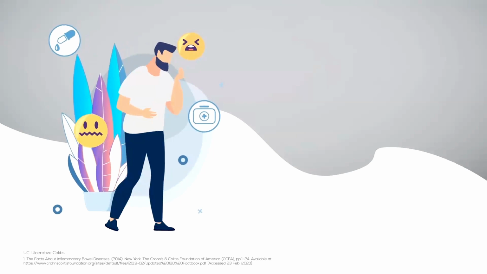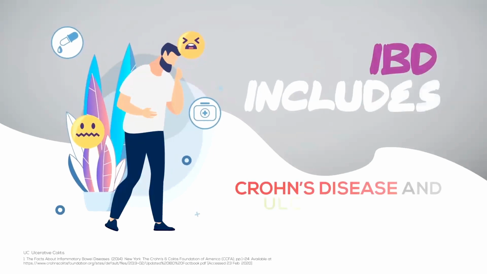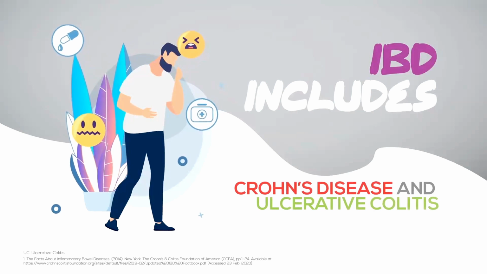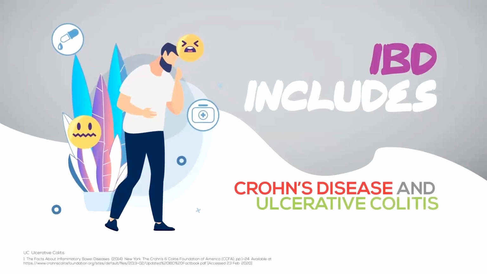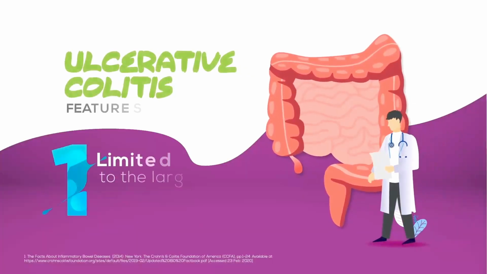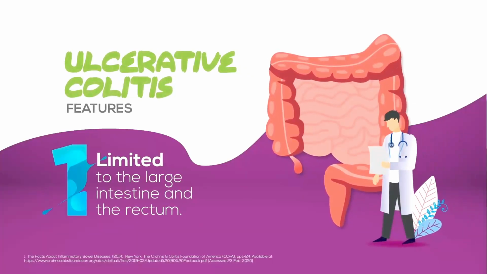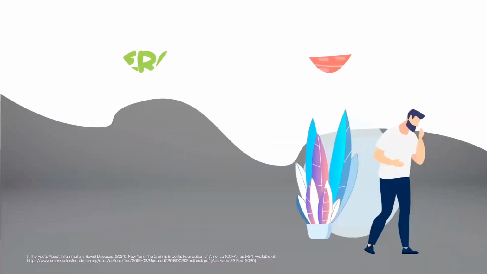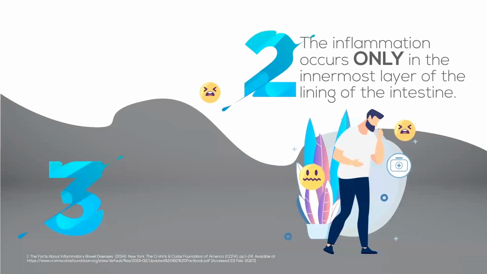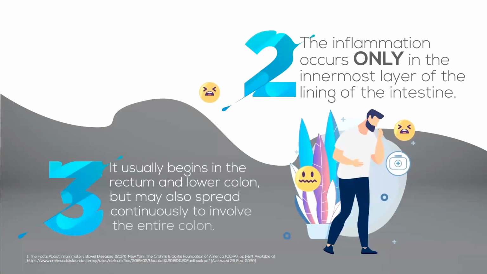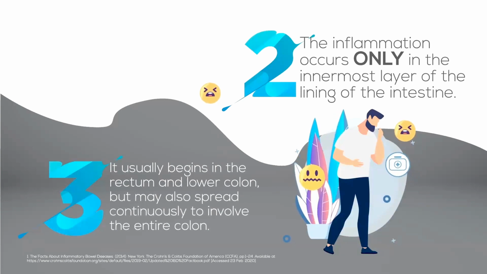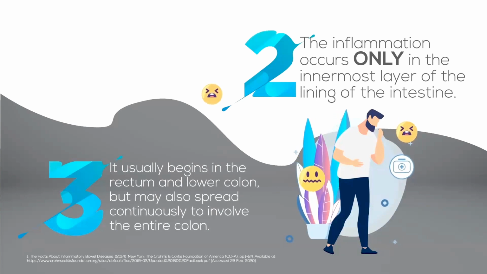Inflammatory bowel disease, IBD, is a term for two conditions, Crohn's disease and ulcerative colitis, that are characterized by chronic inflammation of the gastrointestinal GI tract. Ulcerative colitis features are limited to the large intestine and the rectum. The inflammation occurs only in the innermost layer of the lining of the intestine. It usually begins in the rectum and lower colon, but may also spread continuously to involve the entire colon.